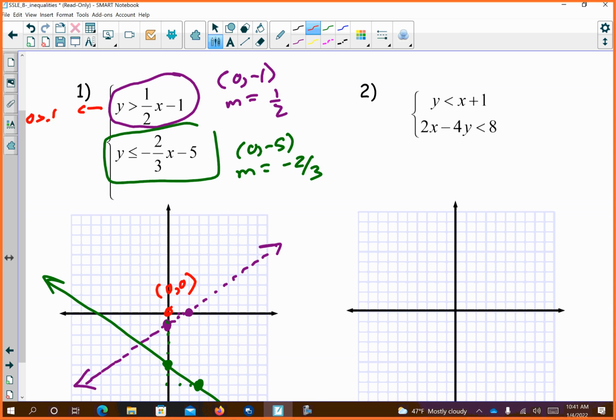0 is greater than 1/2 times 0 minus 1. What's 1/2 times 0? 0. Is 0 greater than -1? Sure is. Highlighter again. Let's see. Purple, that's a true statement. I'm shading up here.